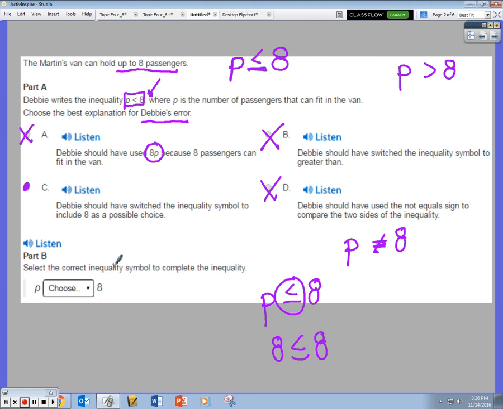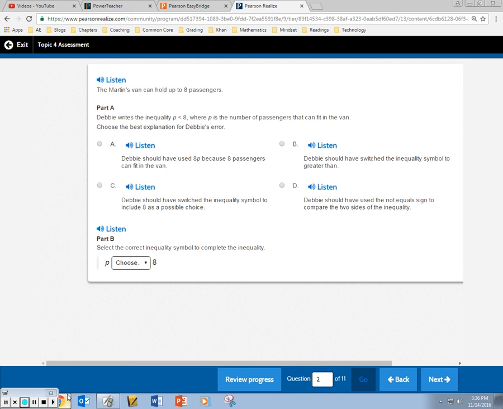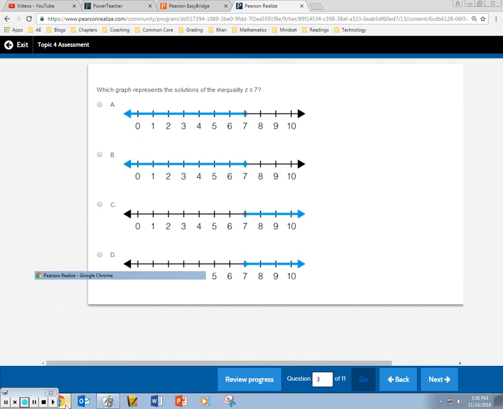And now select the correct inequality symbol. It should have been P is less than or equal to 8. So let's take a look at Deb's work here. So we're going to go with C, and then she should have said P is less than or equal to 8 because that includes 8 as the answer choice as well as every number less than 8. All right, let's take a look at the next question.